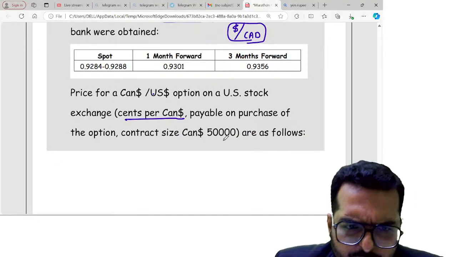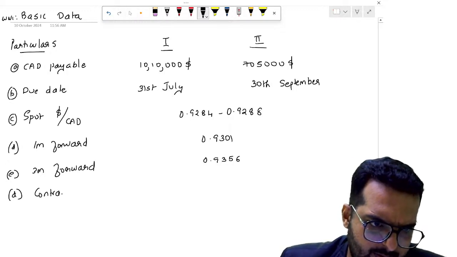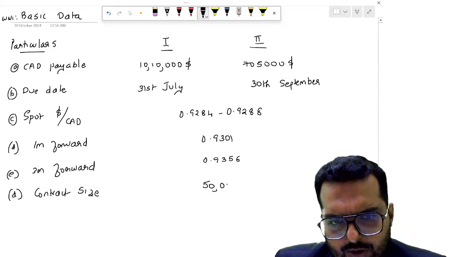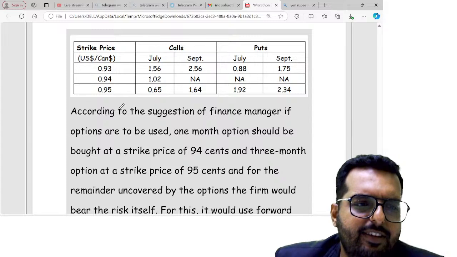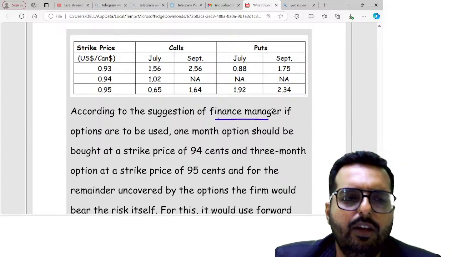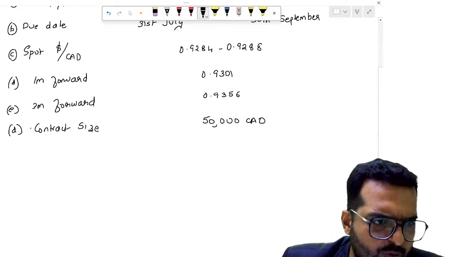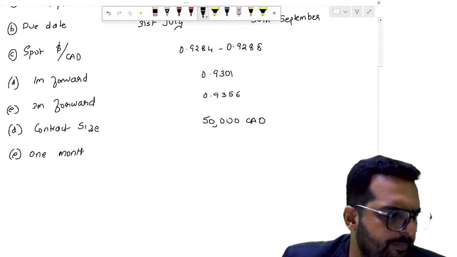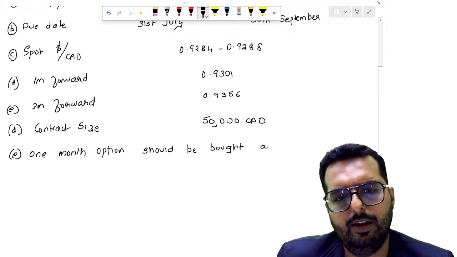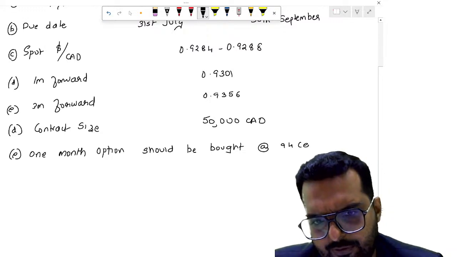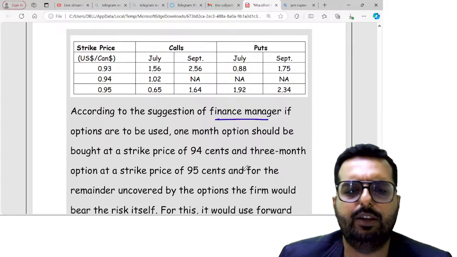The contract size is 5 lakh or 50,000. It is 50,000 CAD. So I'll write down point number D. Contract size is 50,000 CAD. The rates are as follows. So for that they have given you a lot of rates. And then they are saying according to the suggestion of the finance manager, if options are used, 1 month option should be bought at 94 cents. So they have already decided that also. I'll write out point number E. 1 month option should be bought at 94 cents. 3 months option should be bought at 95 cents.